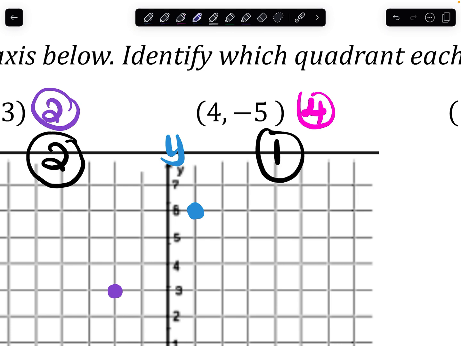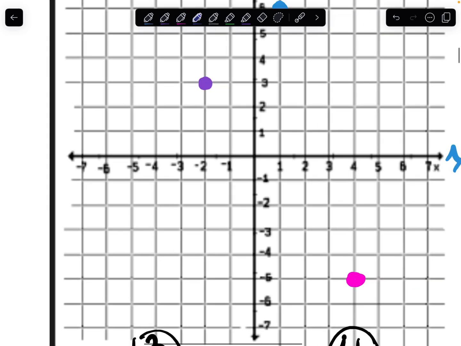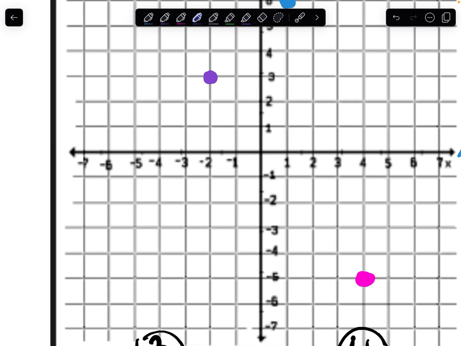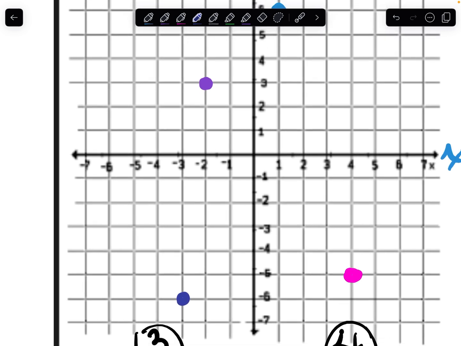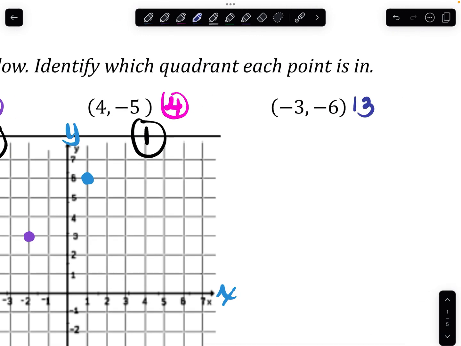And finally, last point, negative 3, negative 6. So going left 3 and then down 6. And that is in quadrant 3.